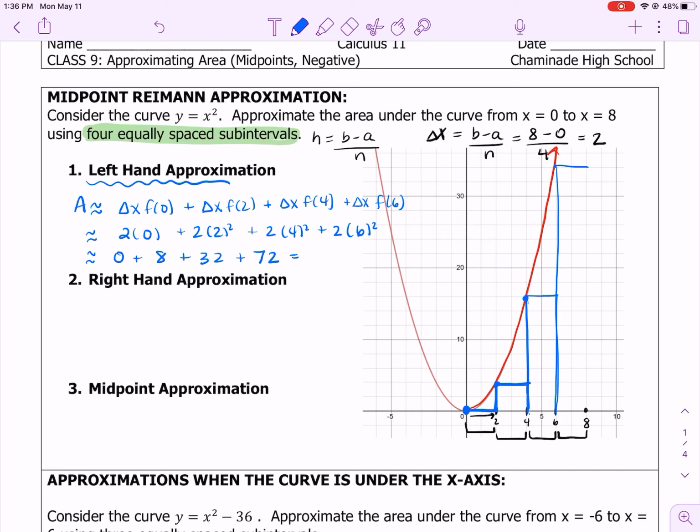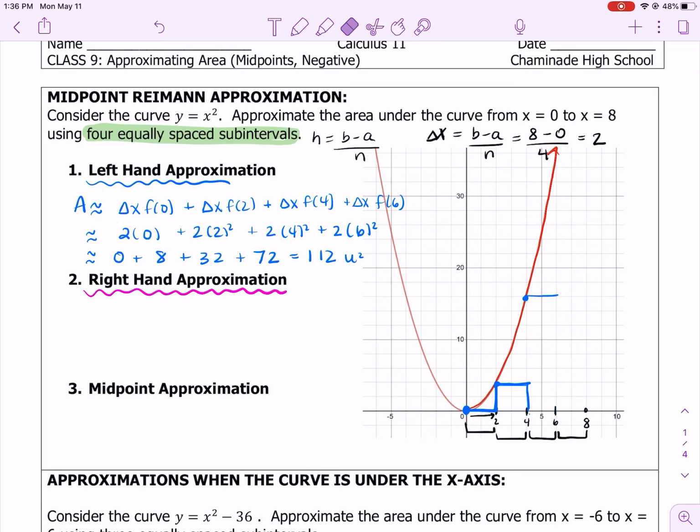And then we can add those two together. So that's going to be 112 square units. If we want to do the same thing, but instead of using a left-hand approximation, use a right-hand approximation, the only thing that's going to change is now we're going to use the endpoints of each of the intervals that are on the right-hand side.